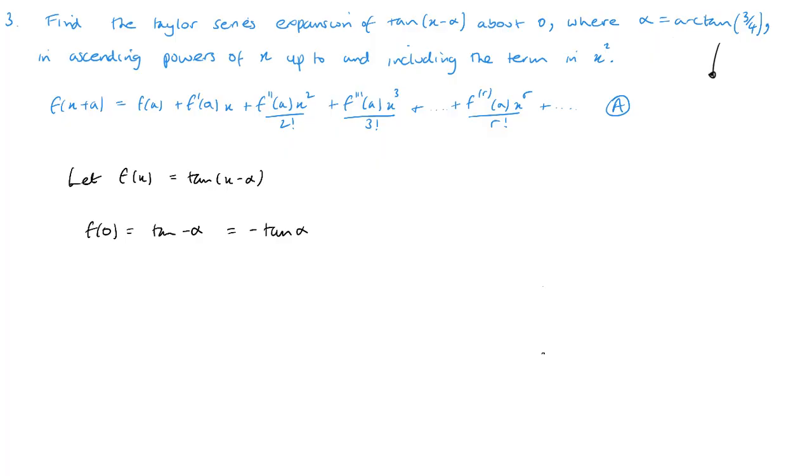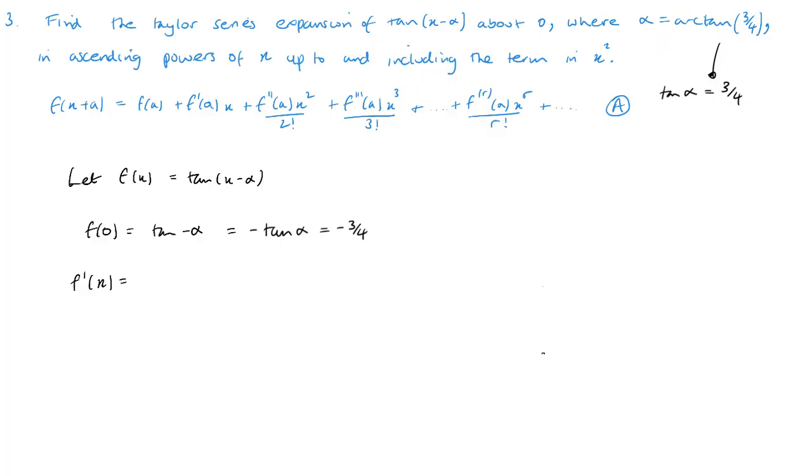Now from this up here, the arctan, we can say that tan of alpha is equal to 3/4. So minus tan of alpha will be minus 3/4. Okay, so that is my first one. Obviously the 0 is in here because we're about 0. But in some of these questions, that's the only real way of doing that. Now let's differentiate the first time.